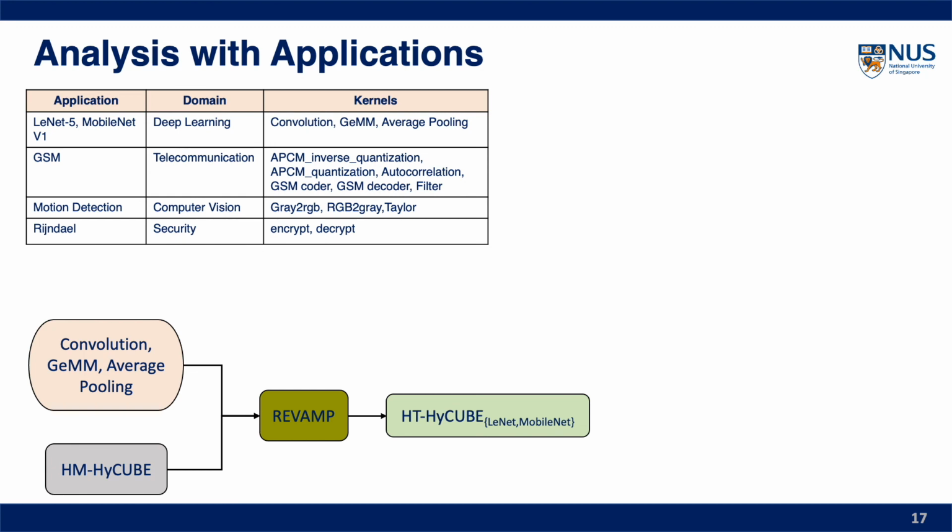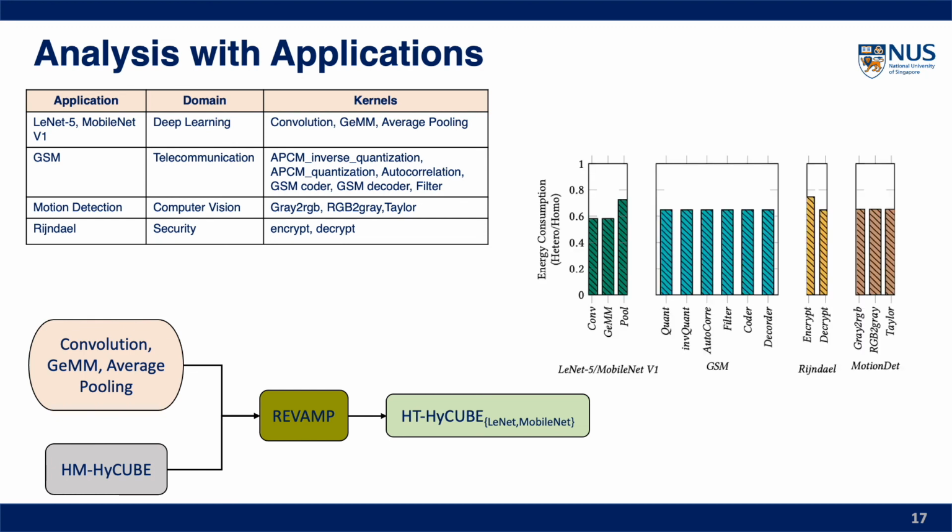Once these kernels are fed to REVAMP with homogeneous HyCUBE as the reference homogeneous CGRA, it generates heterogeneous architectures corresponding to each. The graph shows the normalized energy of kernels running on the derived heterogeneous architectures, where there is up to 40% reduction in the energy.